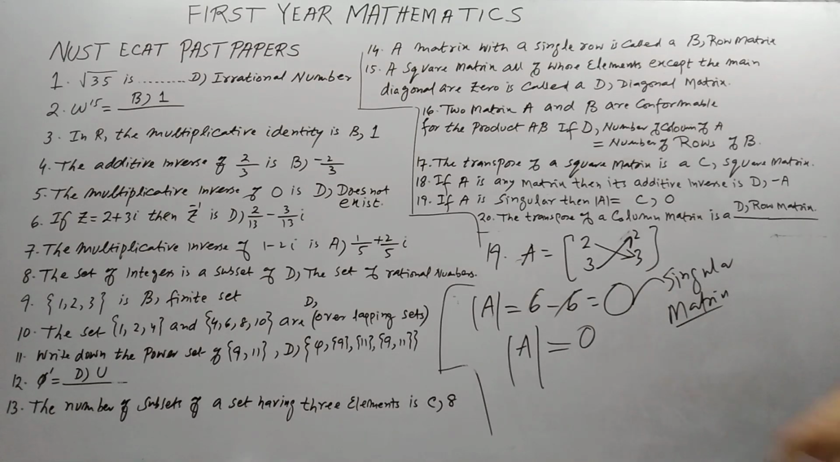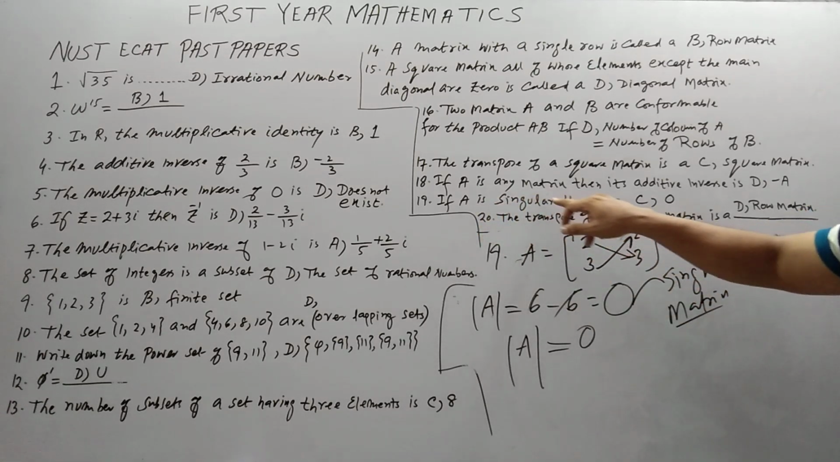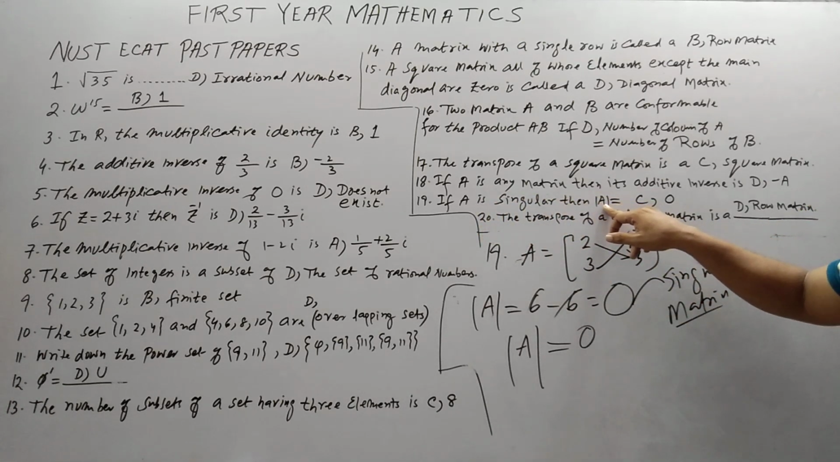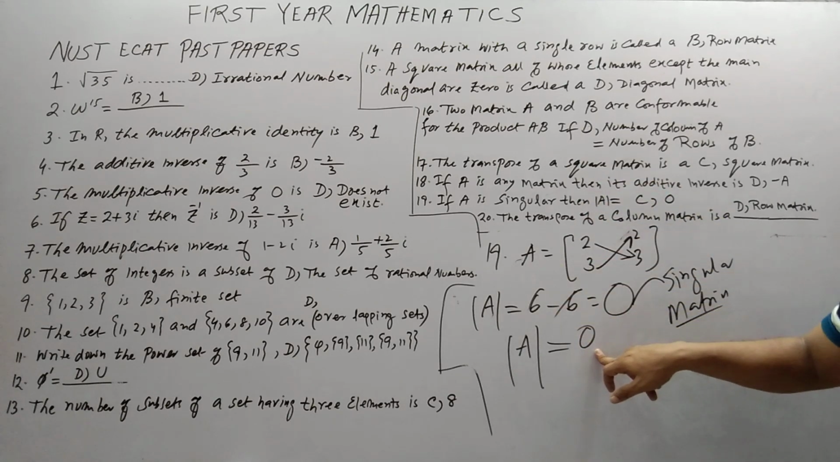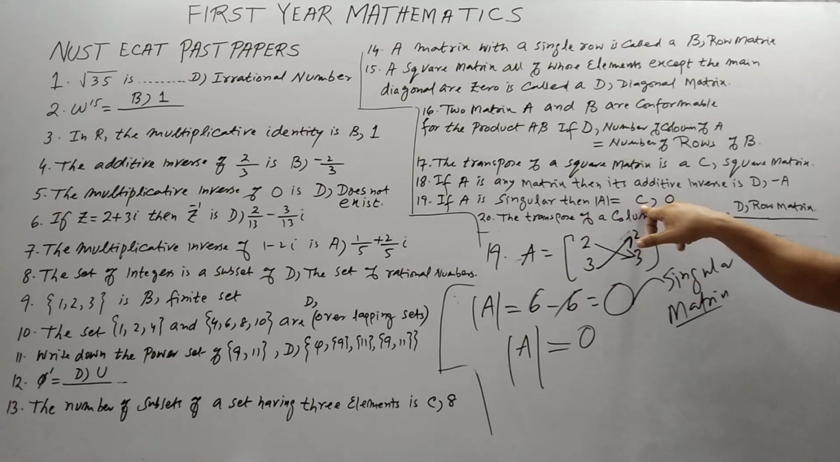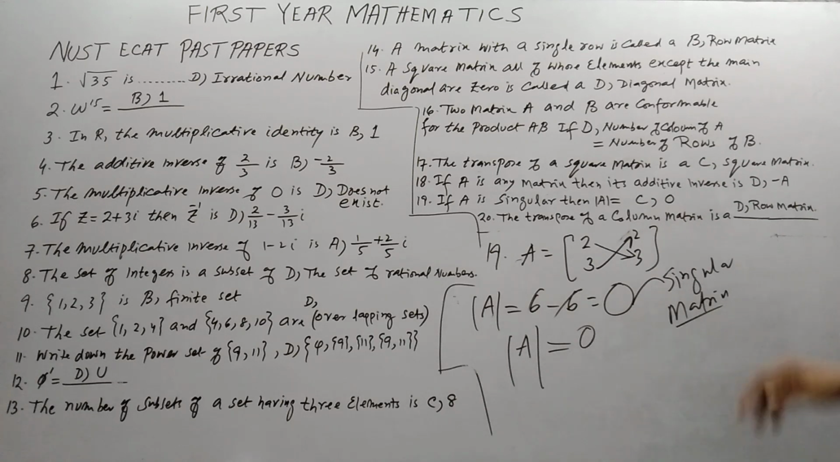So what is the question? If A is singular, then the determinant of A should be 0. So the correct option is C, which is 0. Hope you understand.